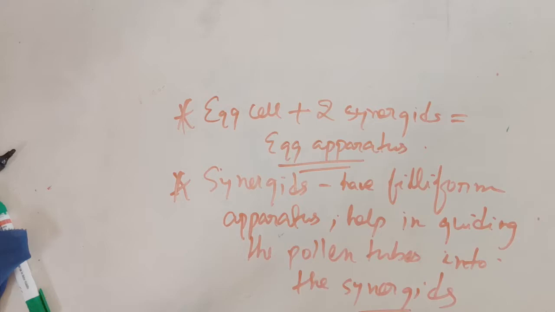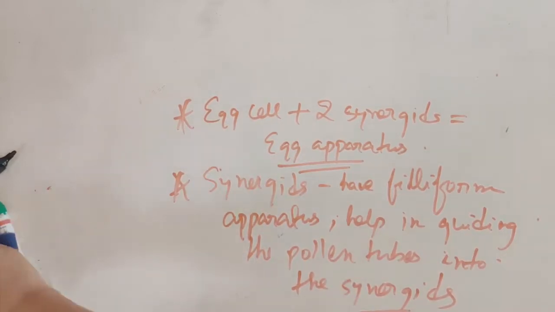into female gametophyte. What is the other name of female gametophyte? Embryo sac. And then we study the structure of embryo sac. Embryo sac is what? 7-celled 8 nucleate. At the top 3 antipodals, then 2 polar nuclei or central cell. At the bottom 1 egg cell which is protected by 2 synergids. Egg cell with 2 synergids is the egg apparatus. Synergids have filiform apparatus, finger-like projections that help in guiding the pollen tubes into the synergids so that fertilization can take place. So now we are ready for the fertilization part. So this is it for today. Thank you.